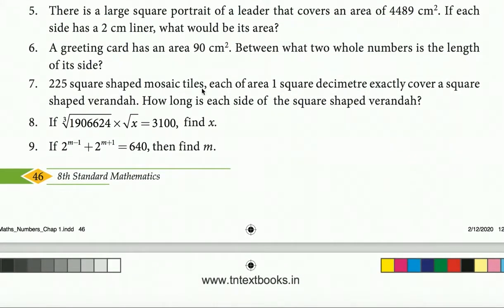225 square shaped mosaic tiles, each of area 1 square decimeter exactly, cover a square shaped veranda. How long is each side of the square shaped veranda?